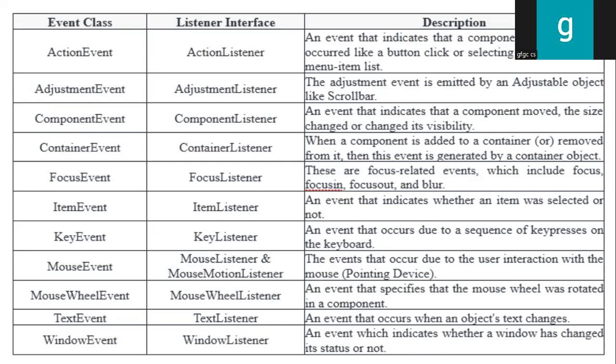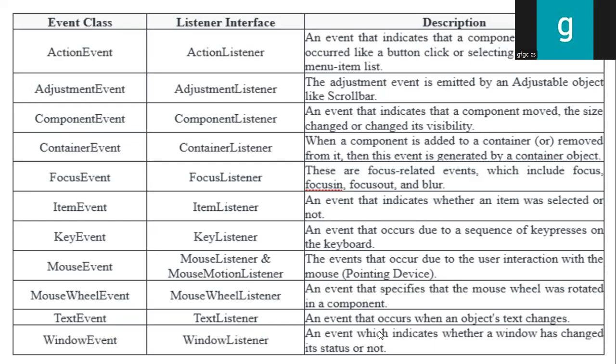Next is ComponentEvent. For that we need the ComponentListener. It is an event that indicates that a component moved, its size changed, or its visibility changed. Next is ContainerEvent. For the container event class, we need the ContainerListener. When a component is added to the container or removed from it, this event is generated by the container object. Next is the FocusEvent class. For that, we need the FocusListener. These are the focus-related events, which include focus in, focus out, and blur.